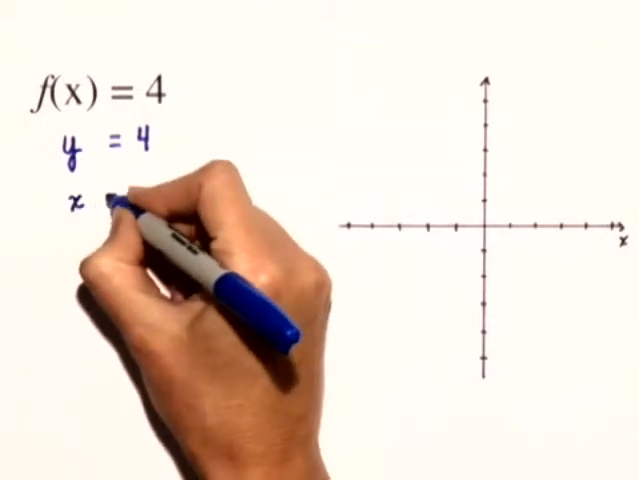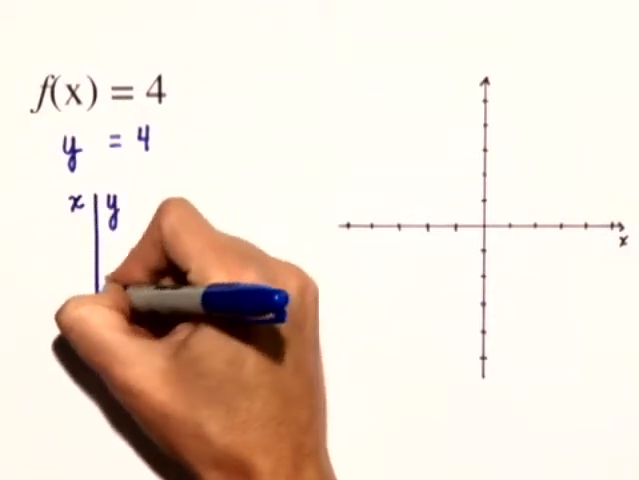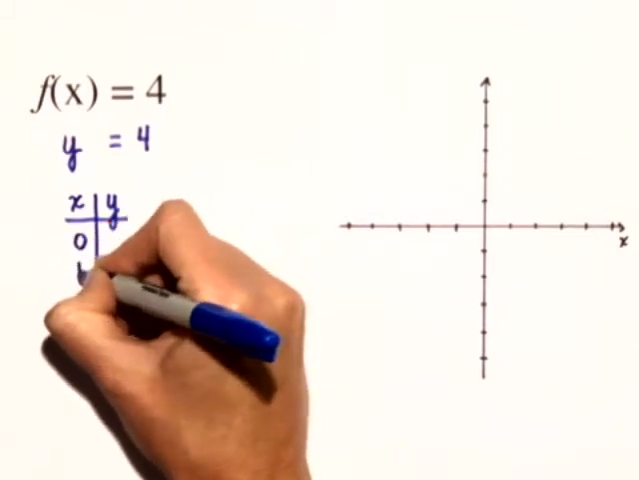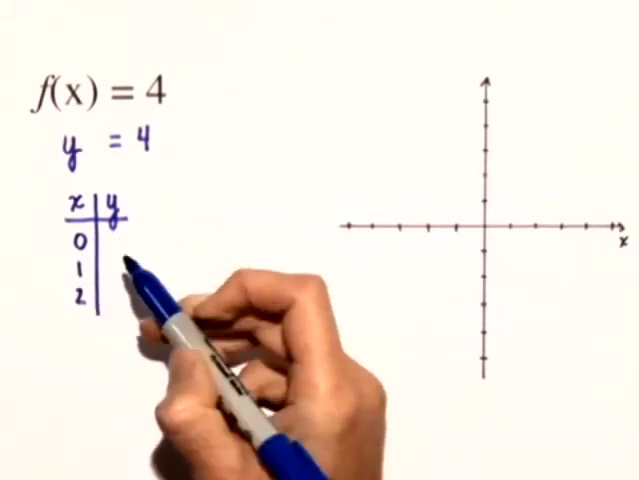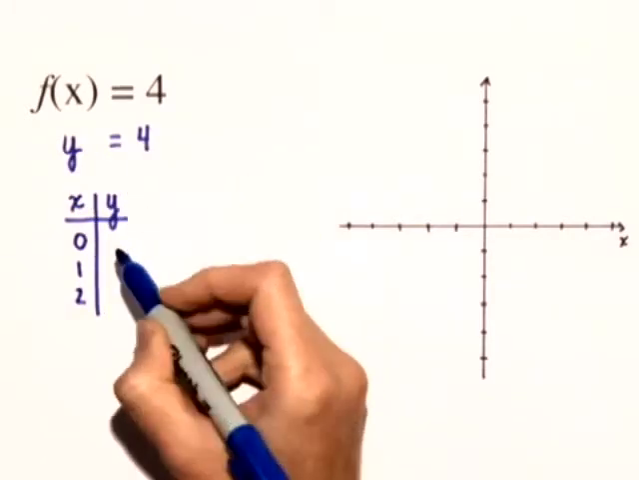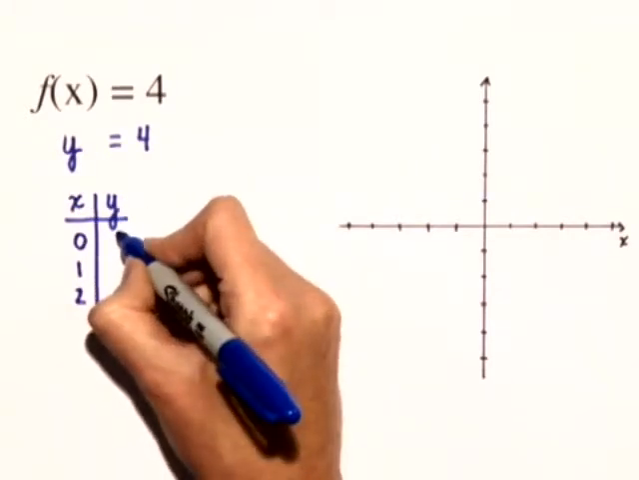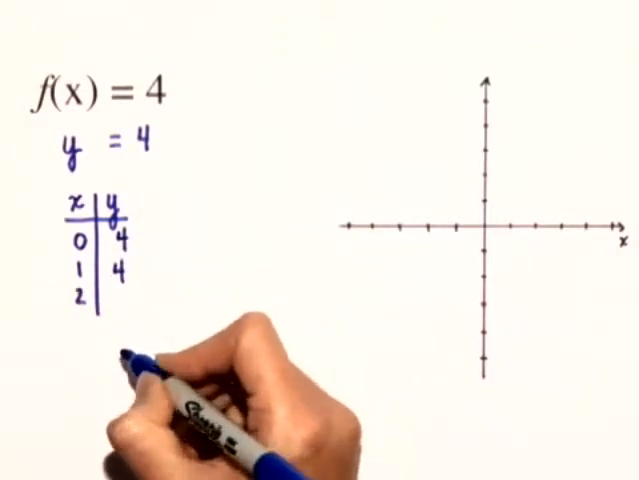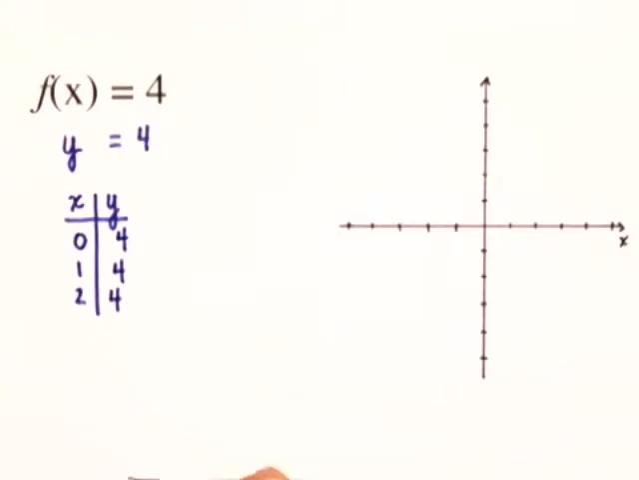Let's look at a couple of different x values. If we let x equal, say, 0 or 1 or 2, well, our equation says that the y value is always going to equal 4. So if x is 0, the y value is 4. If x is 1, the y value is 4. If x is 2, the y value is 4, and so on.